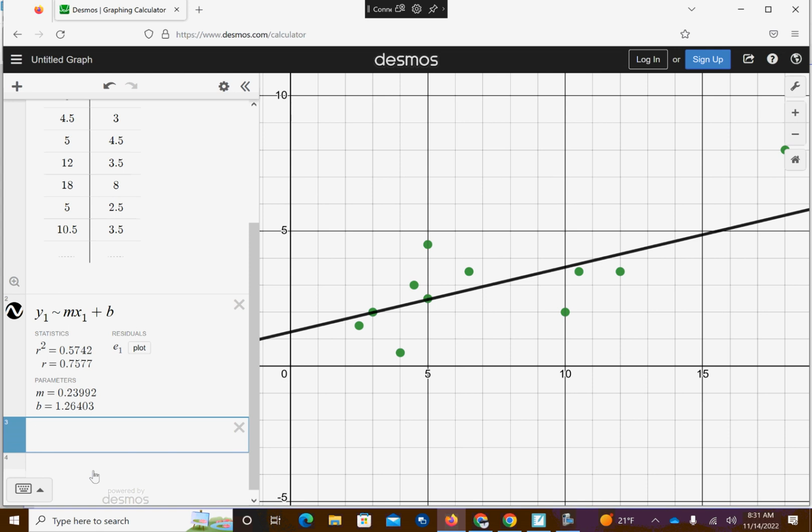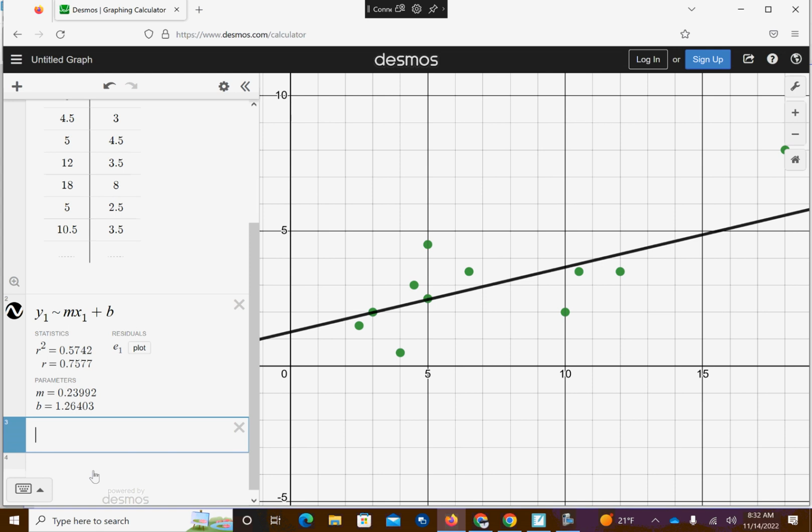And then explain the meaning of the slope. The slope is 0.23 or 0.24. So the length of the deliberations will increase by 0.24 of an hour for each hour of the length of the trial. And find the meaning of the y-intercept. The y-intercept is 1.26. That would mean jury deliberations would take 1.26 hours if the length of the trial was 0 hours, which is kind of goofy.